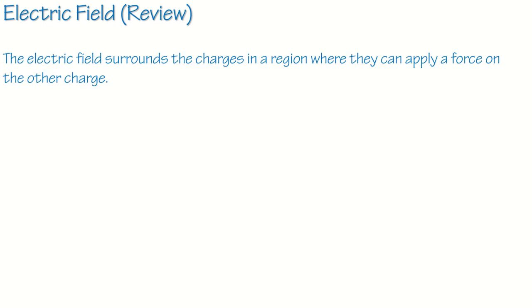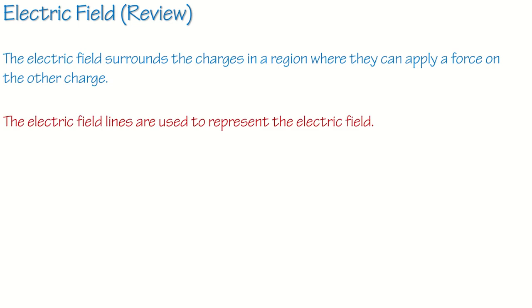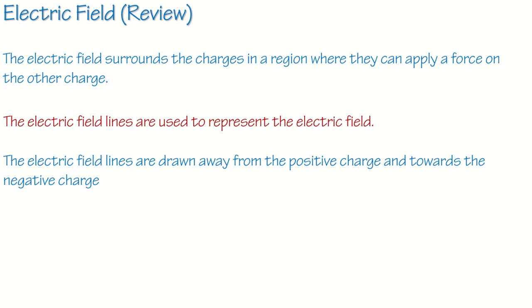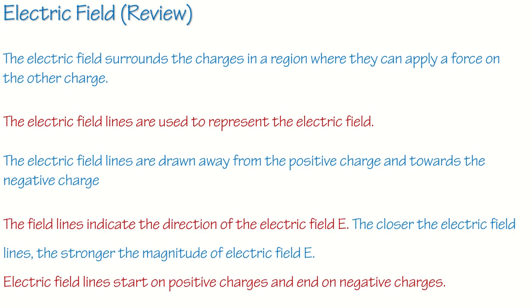So now we can say that the electric field surrounds the charges in a region where they can apply force on other charges. The electric field lines are used to represent the electric field, and electric field lines are drawn away from the positive charge and towards the negative charge. The field lines indicate the direction of the electric field. The closer the electric field lines, the stronger the magnitude of the electric field.